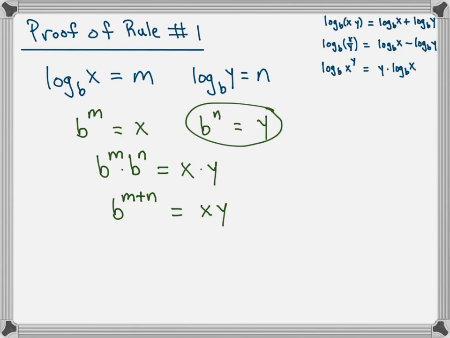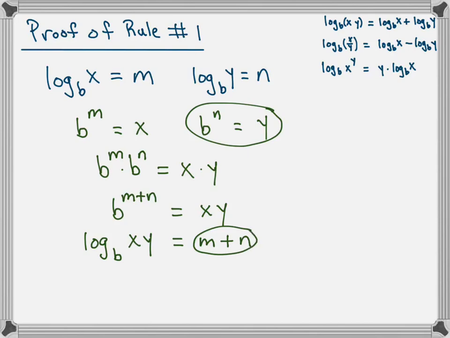And now once I've got that together, let's convert that back to a logarithm. The base is b, so we're going to write that as log base b. And we're going to swap out the x and y. So log base b of xy equals m plus n. And oh, geez, we're there. We're home free. We got m plus n.